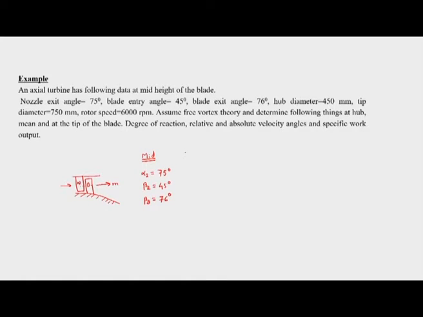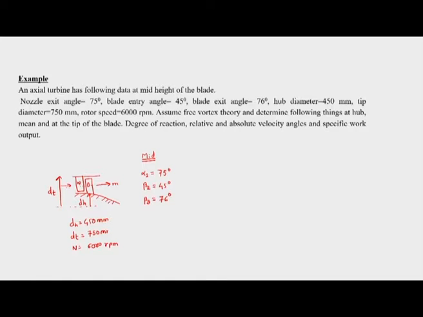Apart from that, we are given that the hub diameter, DH, is 450 mm. We are told that the tip diameter, DT, is equal to 750 mm, and N is equal to 6000 RPM. So this is something which is given to us.